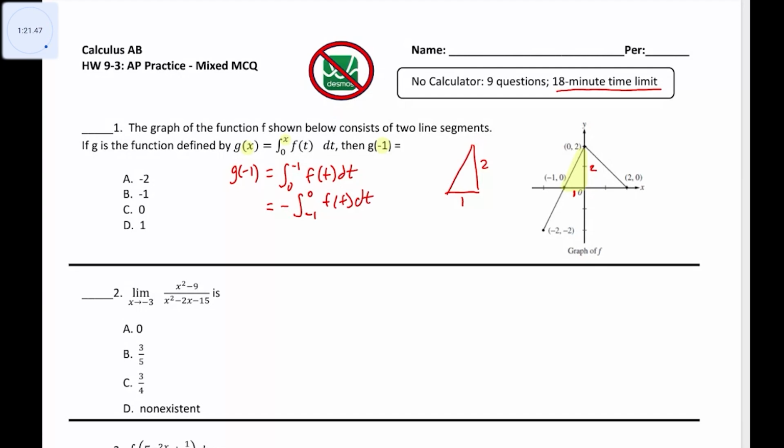And now I can just use my 1/2 base times height formula here. So I'm going to have negative, and that's from switching the signs to make sure that they're in the right order here, 1/2 times the base, which is 1, times the height, which is 2. -1/2 times 1 times 2 is -1. So the answer is B.